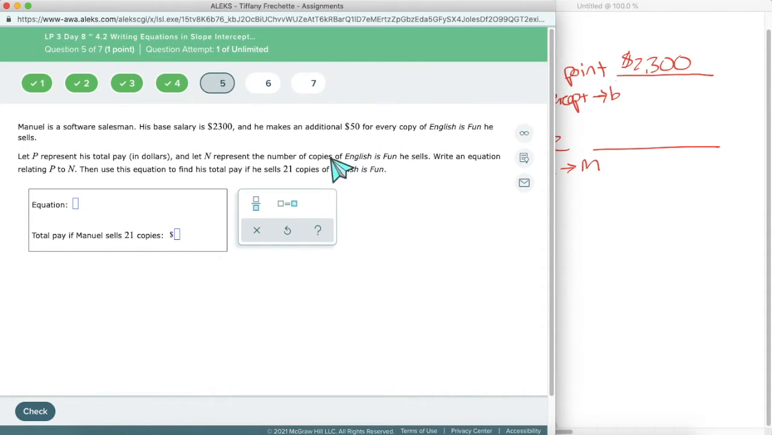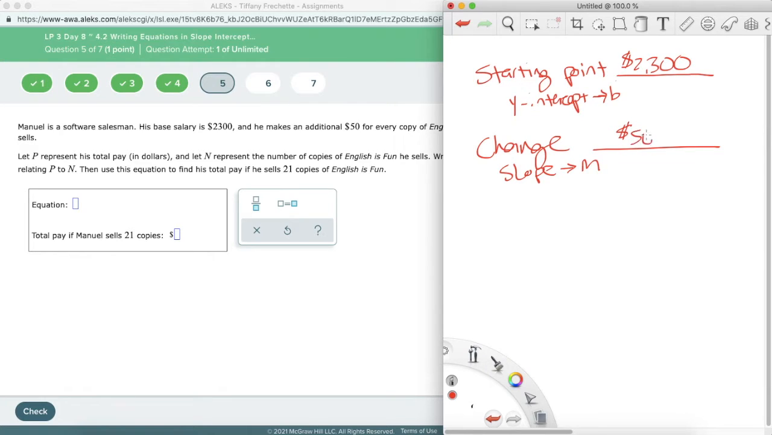And you'll hear the word every or each or per. You'll hear some word that tells you that it's being multiplied. So it's going to be $50 per book, or for every book, however you want to write that. I'm changing it to per book so it's a little smaller here.